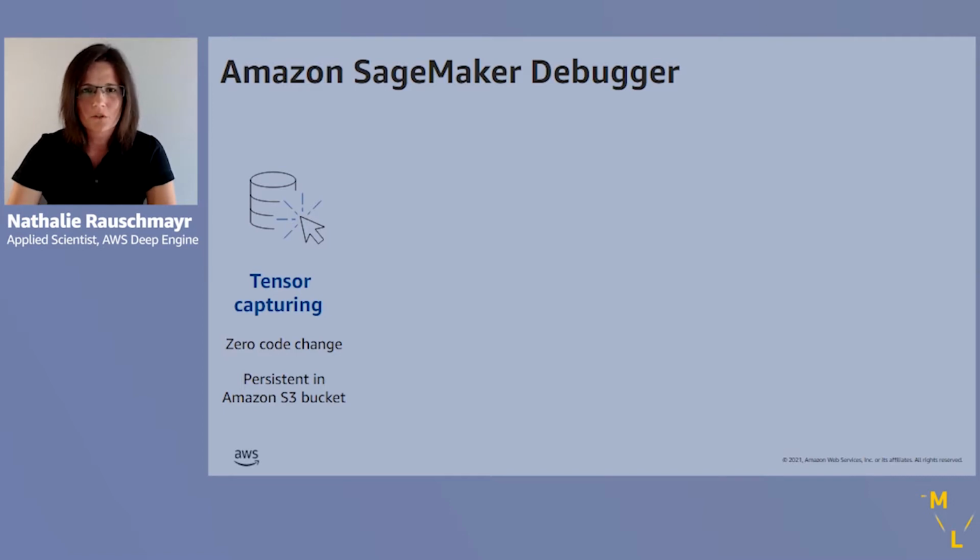The data will be uploaded in real time to your Amazon S3 training bucket, and it will be stored there in a persistent way, which means you can either fetch the data while the training is still in progress or after the training has finished.